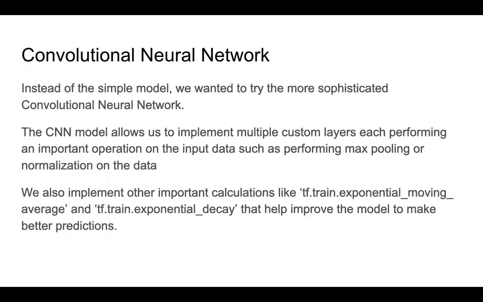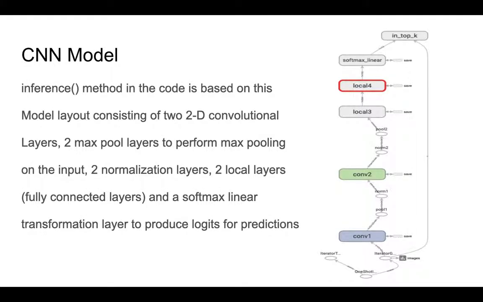For example, normalization, or calculating exponential decay, or adding max pooling layers. So I just want to see how adding this sophisticated model that could also be scalable can help us improve the accuracy. And over here, the inference method, as in the provided source code, is an important method.